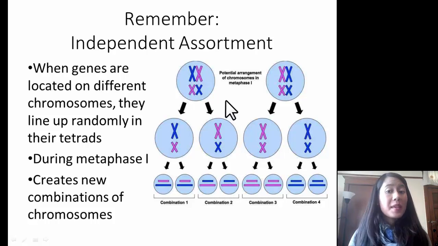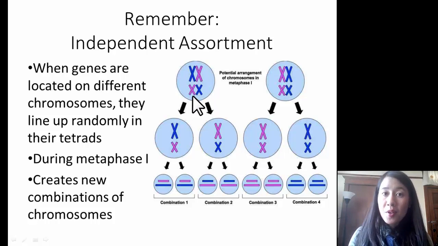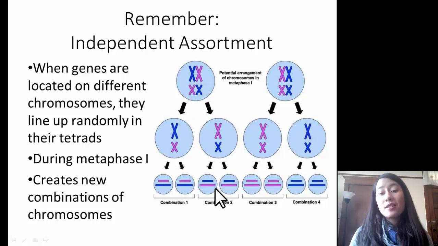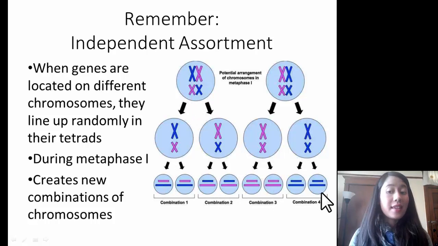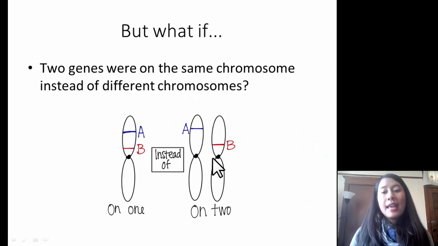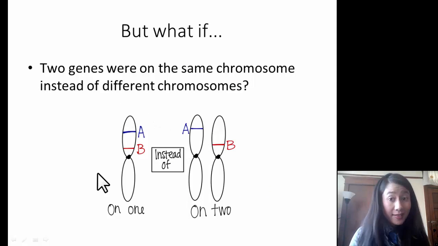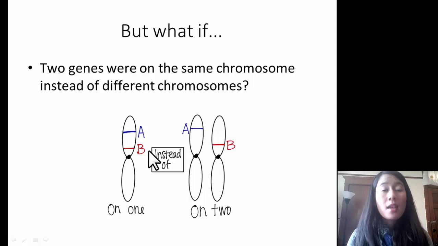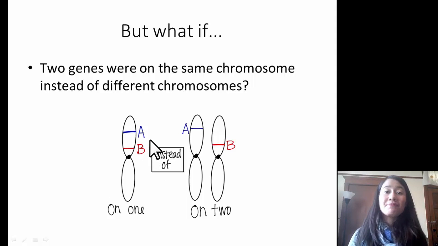This has a big influence because if we have genes located on this pair of homologous chromosomes and genes located on this pair of homologous chromosomes, we're getting new combinations of those genes in each one of the gametes here at the bottom. But what if, instead of being located on different chromosomes, these genes were combined onto the same chromosome? That's what we're going to be investigating today.